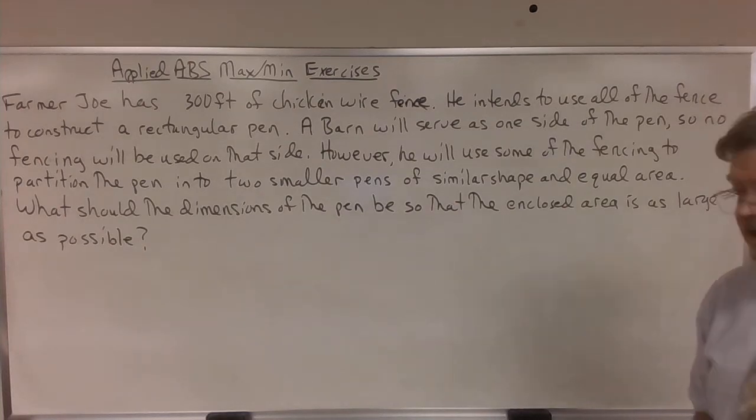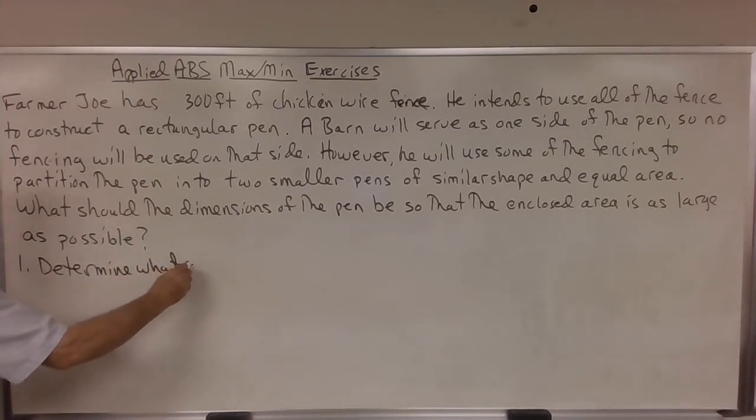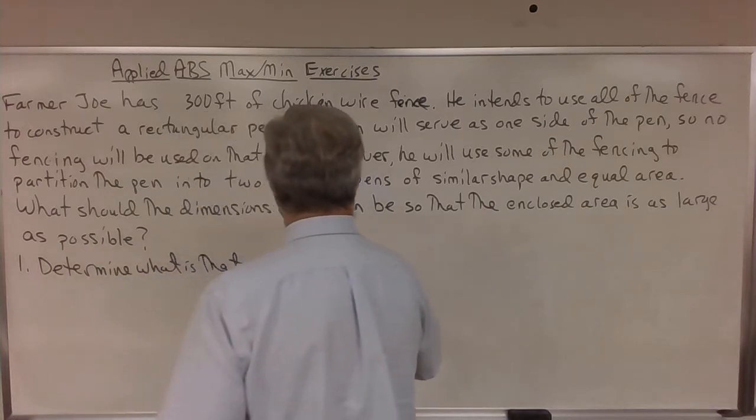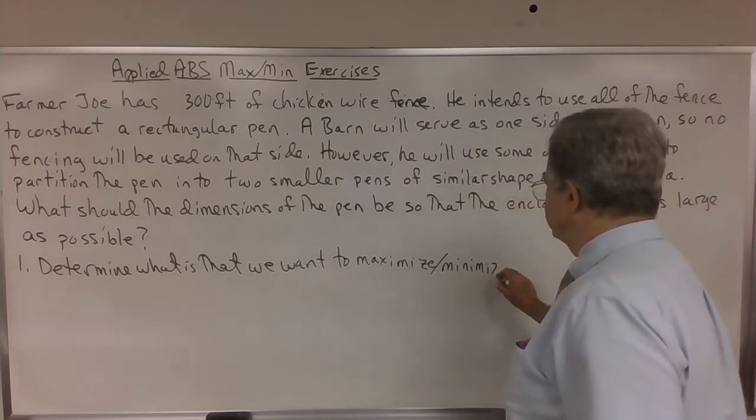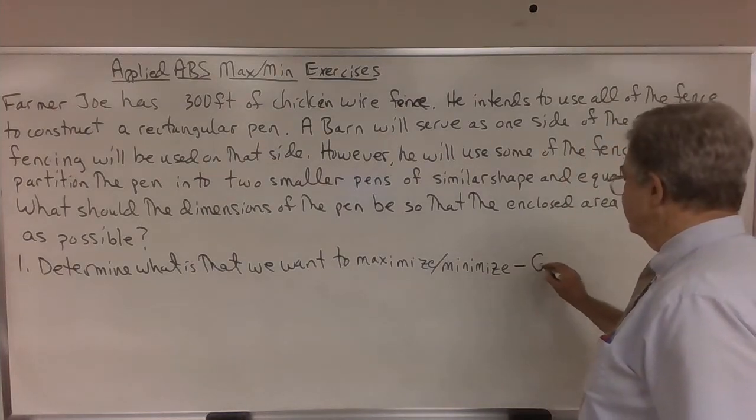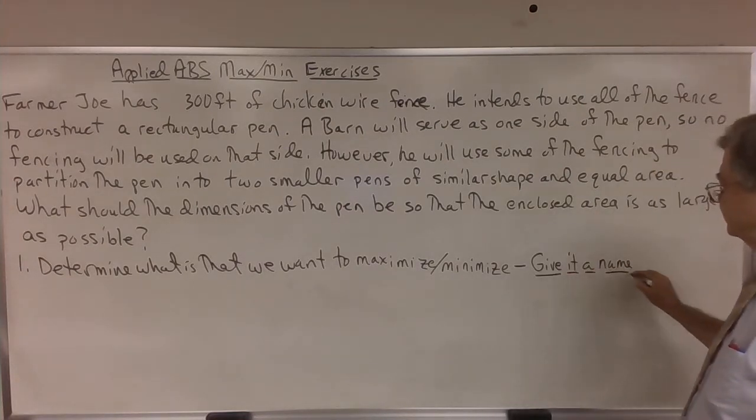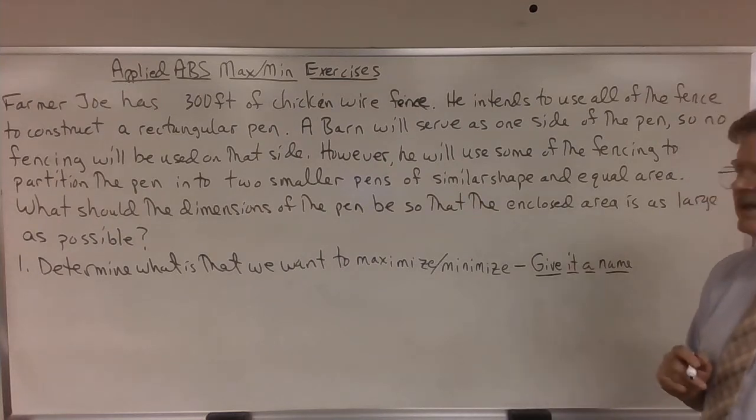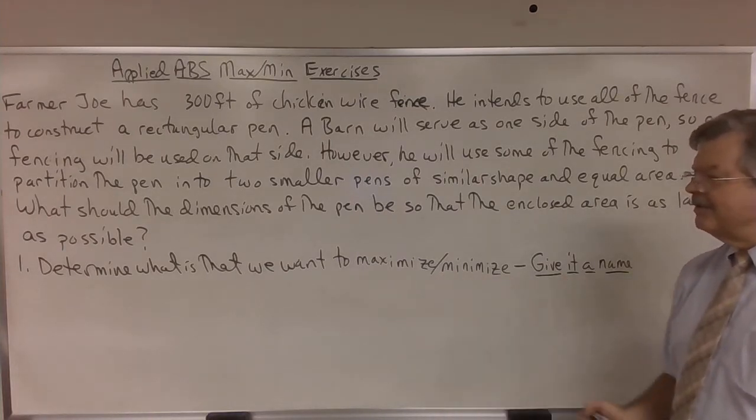Nice exercise. So here's step one. Determine what it is that we want to maximize or minimize. Give it a name, in other words, call it some variable maybe. Now, the name that we give it will probably depend on what it is that we want to maximize or minimize.